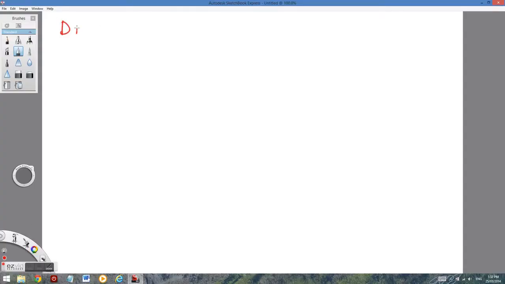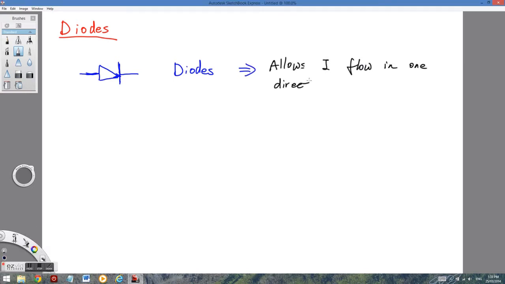Now let's look at a diode. It has an electrical symbol of this. It can be forward biased or backward biased. It allows the current to flow in one direction only.